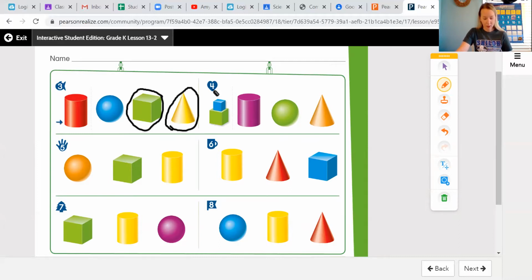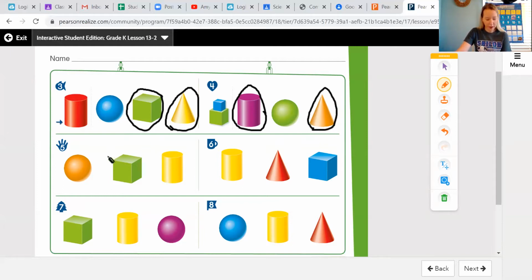Good job. Number 4, look at the stacked solid figures on the left and draw a circle around the other solid figures that can stack on top of the cubes. All right, so remember, in order to stack, it has to have a flat edge. Does a cylinder have a flat edge? Sure does. Go ahead and circle it. Does a sphere have a flat edge? Nope. Does a cone have a flat edge that could stack on top of these cubes? It sure does, right on the bottom. So go ahead and circle that cone.